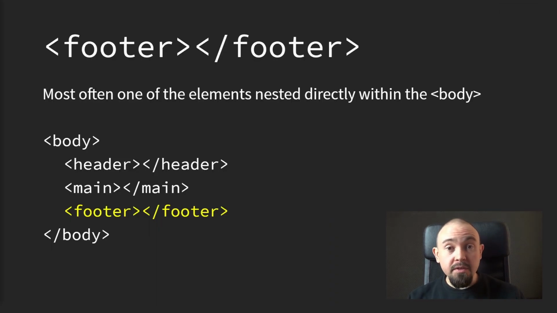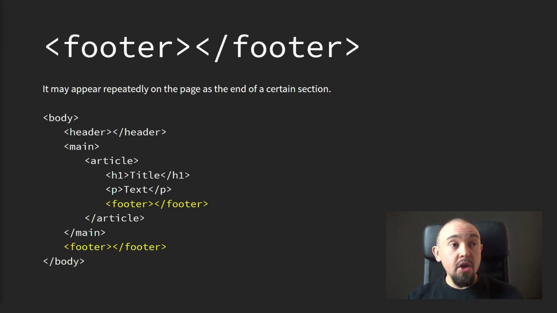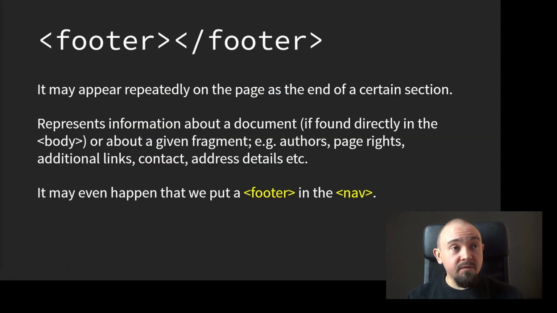Also the tag most often used directly in the body, but it can also be used as the ending element of another element, for example an article. It's a summary of a website or an element on a page. In the footer of the website, we usually include copyright, contact details, or information about the author of the website. But as we can see, footer can also appear at the end of another element, such as an article. It may even happen that we will find the footer tag in the nav tag. If there's any reason to make such a summary of our navigation, we can do it with no problem.